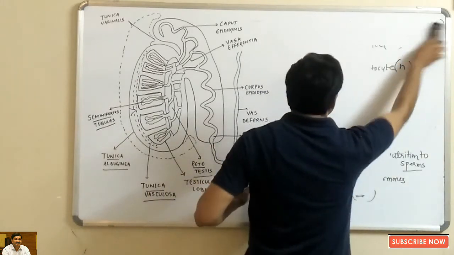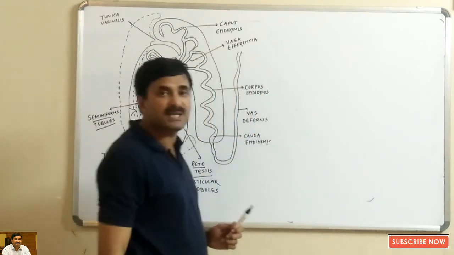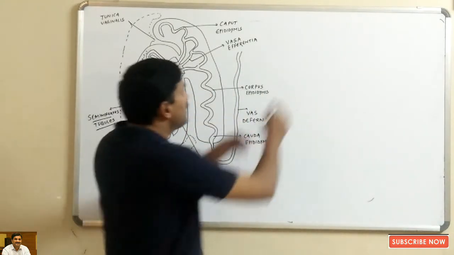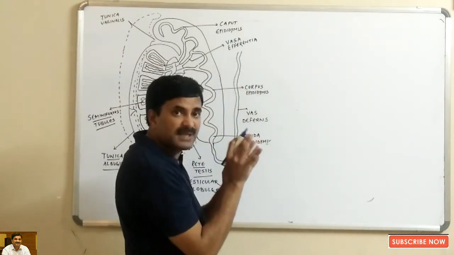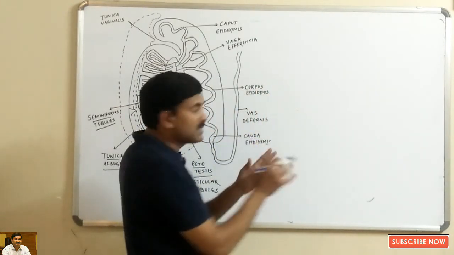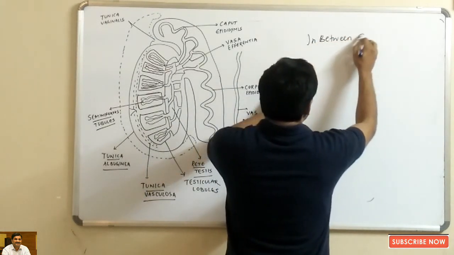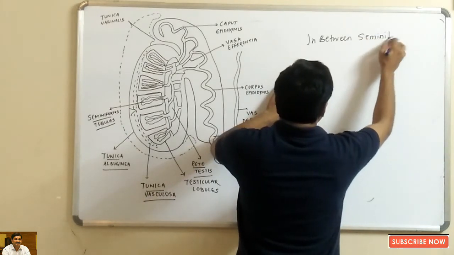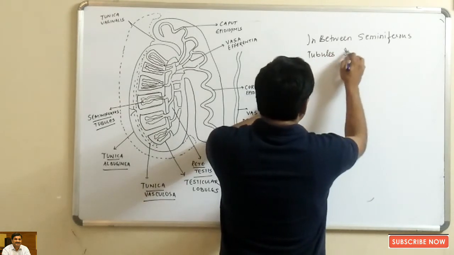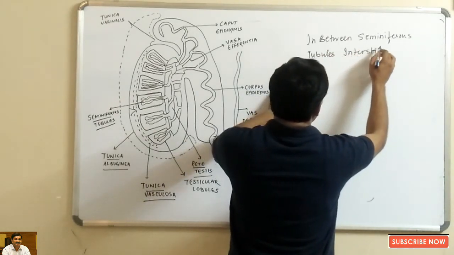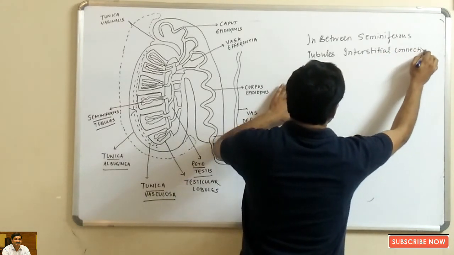Now the question arises, what happens to the sperms which are synthesized inside it? See here, sperms are already synthesized in the testes, but what happens in between the seminiferous tubules? Interstitial connective tissue is present.